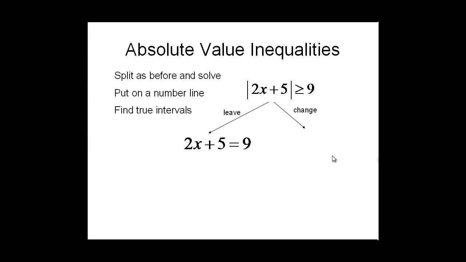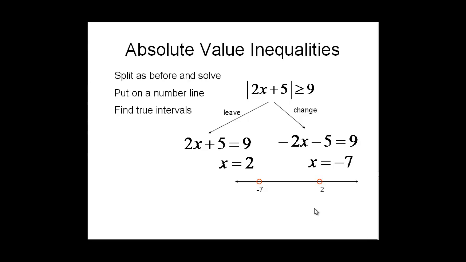Take whatever's on the inside and I change it. -2x minus 5 equals 9. Then we solve this. Subtract 5, divide by 2, and get x equals 2. Okay, add 5, you get 14, divided by 2 is -7. And I put those on the number line. So I put -7 and +2 on the number line. Those should both be colored in because of the equal sign.